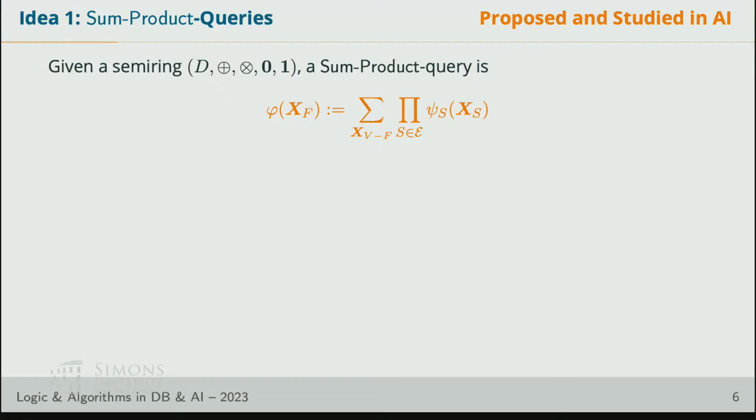And then the problem, instead of existential quantification, now we have a sum. So we are marginalizing away some variables, right? Those variables are called bound variables. And whatever we didn't marginalize away, those are the free variables. So this is a sum product query.